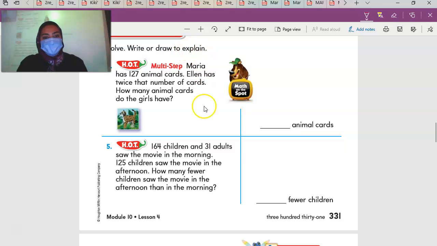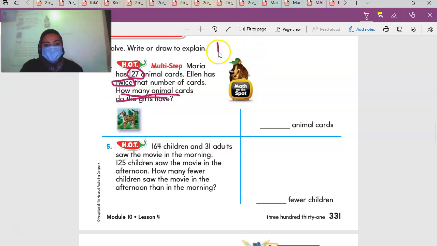All right, let's see. Are you ready? Let's do number 4 together and then we'll watch the video. Maria had 127 animal cards. Ellen had twice that number of cards. How many cards do the girls have? Well, how many does Maria have? 127. It tells us how many Maria had.